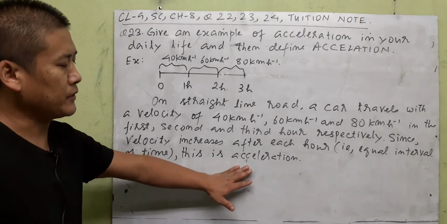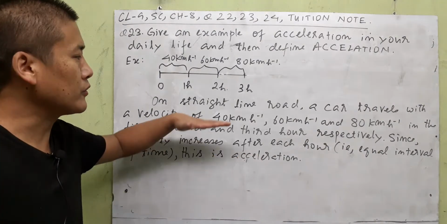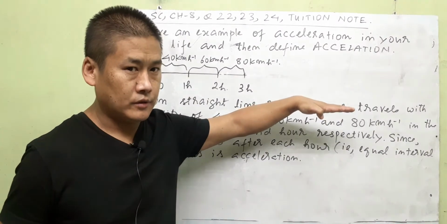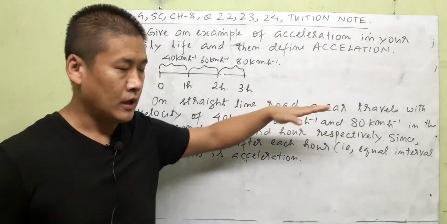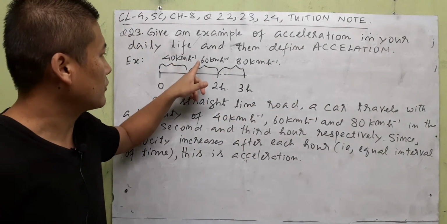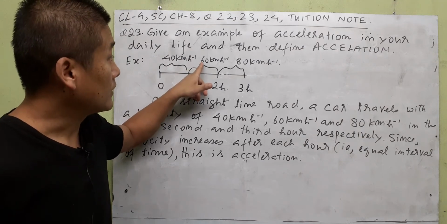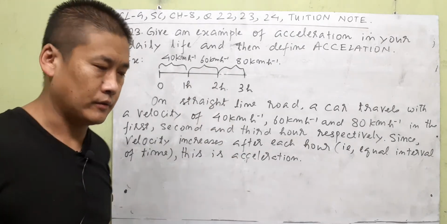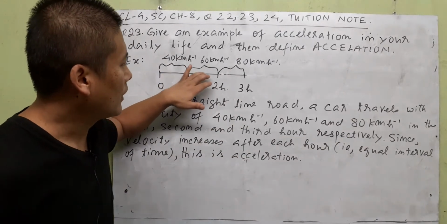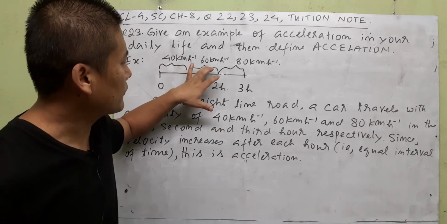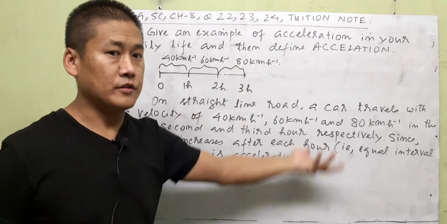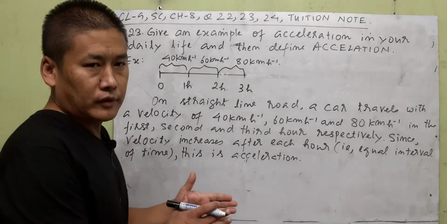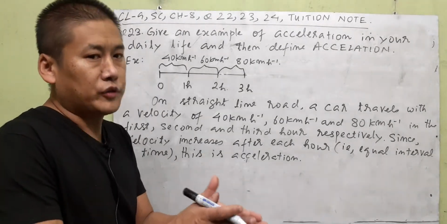So acceleration happens only in non-uniform motion. Uniform motion means velocity is constant, does not change, so the change of velocity is 0. But here the change is what? 40 plus 20, 60. 60 plus 20, 80. So the change is 20 km per hour, right? But if the car is traveling 40 km per hour, 40, 40, then 40 minus 40 is 0. So there is no change in velocity. Acceleration is a term connected only to objects moving with non-uniform speed, right?